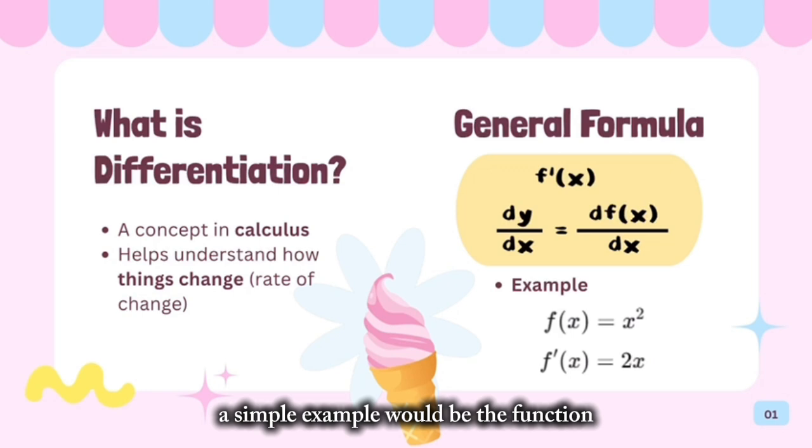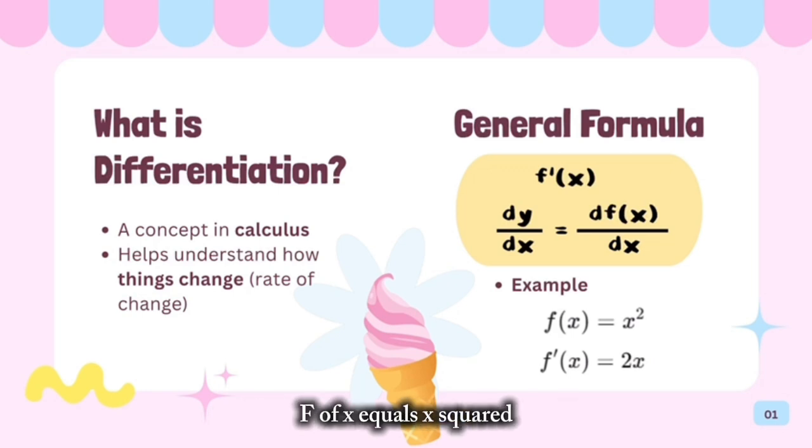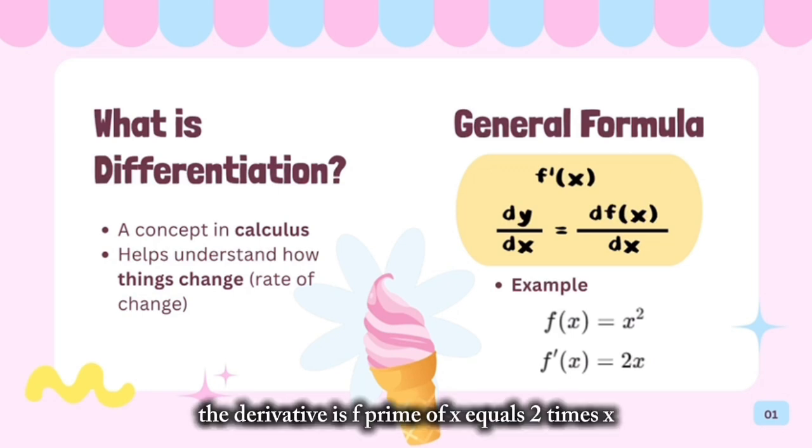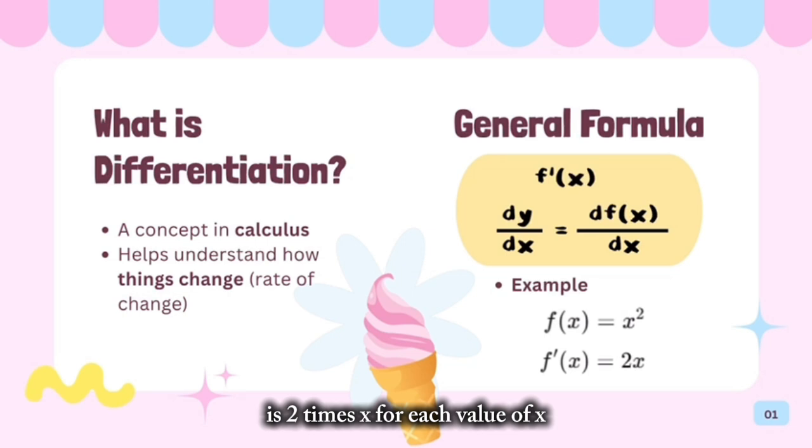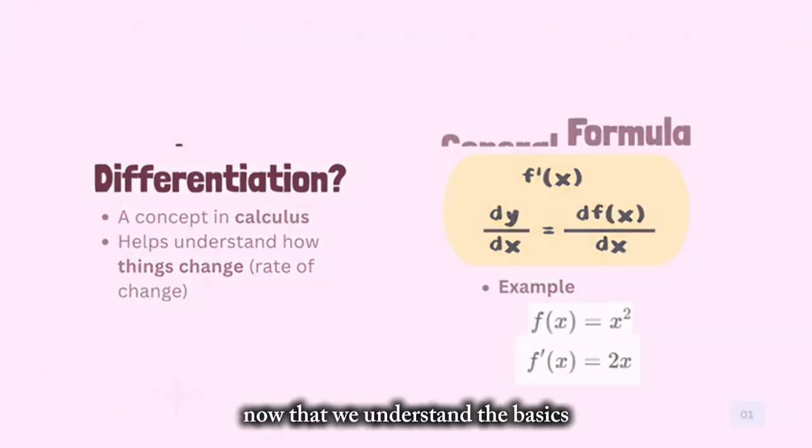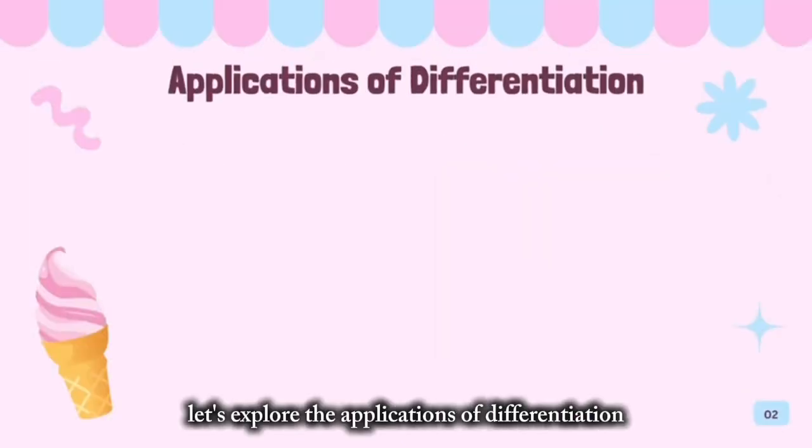A simple example would be the function f of x equals x squared. The derivative is f prime of x equals 2 times x. This shows us that the rate of change of f of x is 2 times x for each value of x. Now that we understand the basics, let's explore the applications of differentiation.